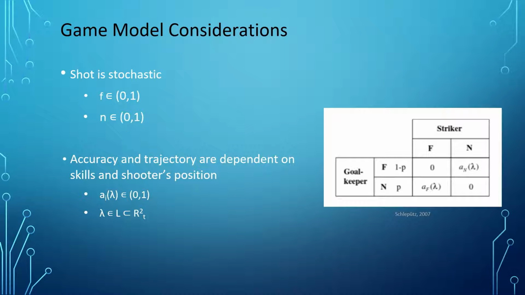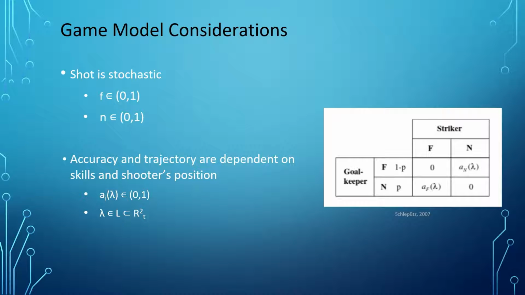Further analyzing the scenario, the author recognized how the accuracy of the shot and its intended trajectory is all dependent on the shooter's skills and current position from which he or she takes the shot. More specifically, how well the striker can aim, the angle of the striker relative to the goal, and the striker's distance from the goal make the shot stochastic.